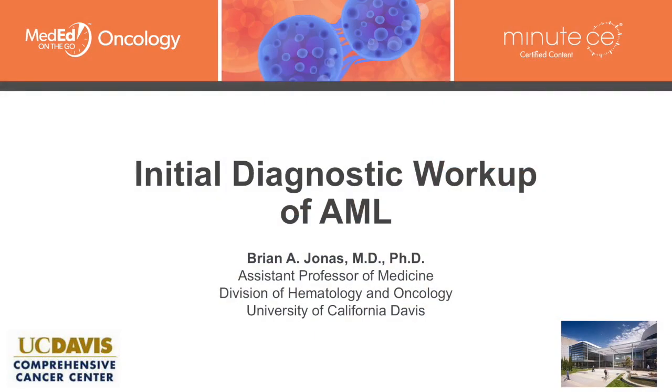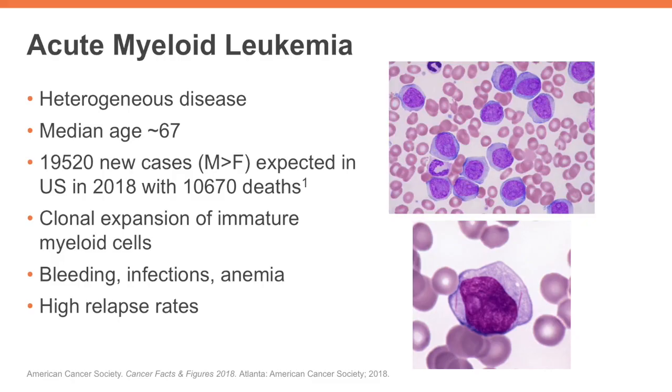This presentation is on the initial diagnostic workup of acute myeloid leukemia. AML is a heterogeneous disease, and the median age of diagnosis is around 67. In 2018 in the U.S., there's expected to be 19,500 new cases and 10,600 deaths. AML is characterized by a clonal expansion of immature myeloid cells that leads to clinical sequelae of bleeding, infections, and anemia, as well as high rates of relapse.